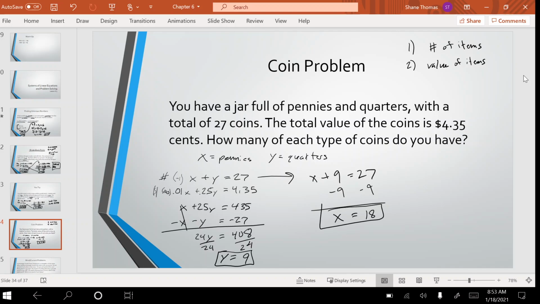And there's my coin problem. Questions? All right, so why do I say this isn't always coins?